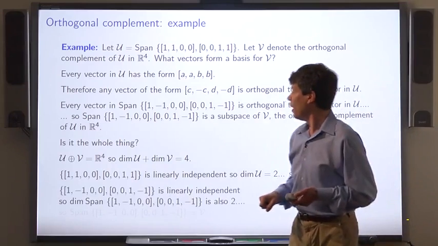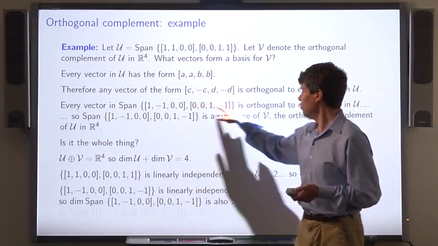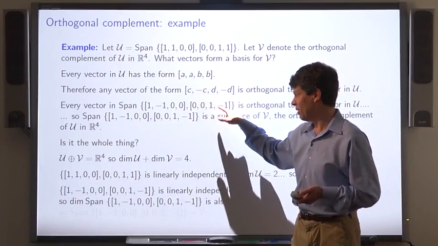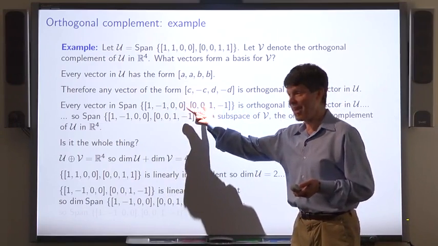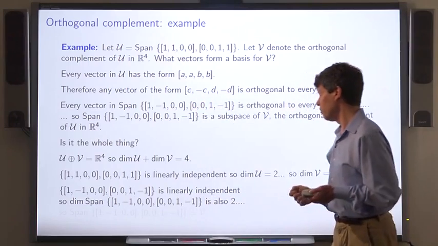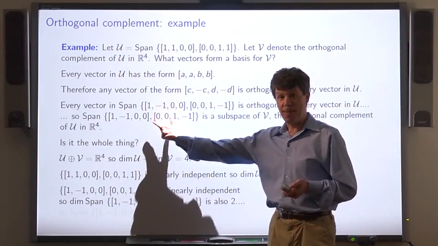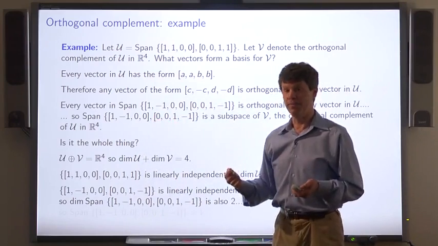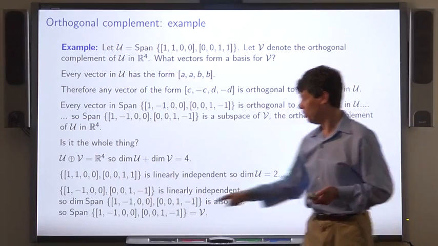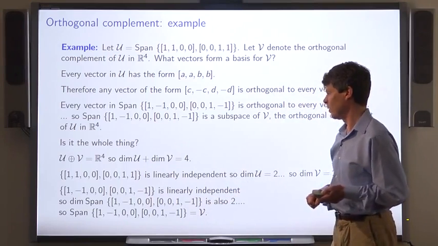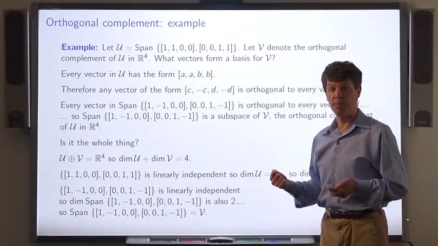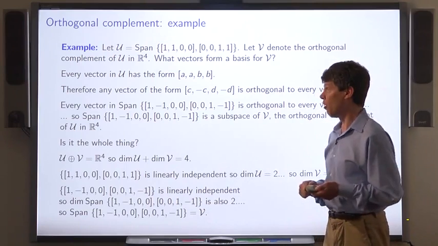Now, these two vectors, in fact, are linearly independent. So the dimension of their span is 2 as well. So that shows that, in fact, this span covers all of big V. So it's equal to big V. So we found the orthogonal complement of U in R4.